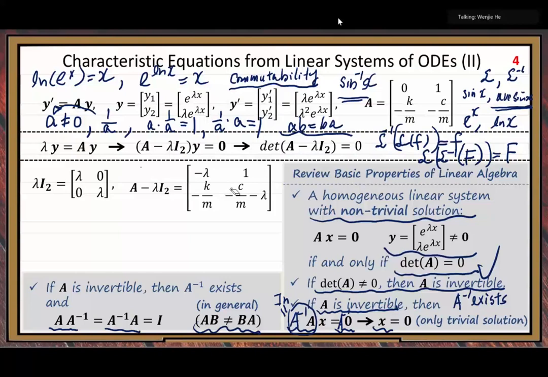Let me write it out, because we want to calculate its determinant. Remember, based on this theorem, we want to look at under what situation there is a non-trivial solution to our linear system. We're only interested in finding non-trivial solutions. We're not interested in the trivial solution, because trivial is useless. So we want to find non-trivial solutions.